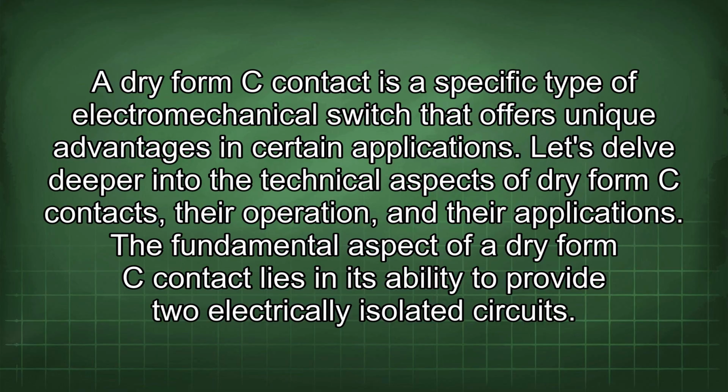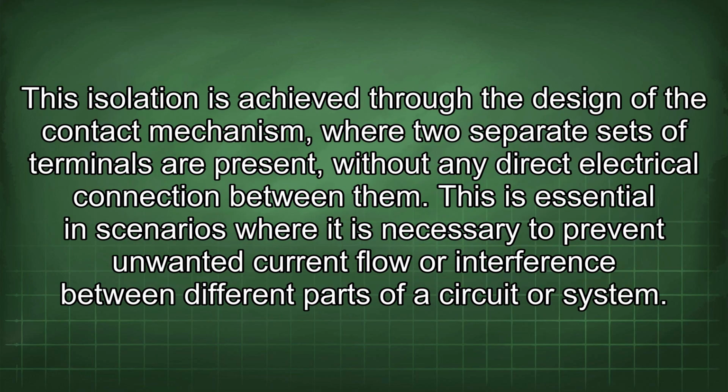The fundamental aspect of a dry form C contact lies in its ability to provide two electrically isolated circuits. This isolation is achieved through the design of the contact mechanism, where two separate sets of terminals are present without any direct electrical connection between them. This is essential in scenarios where it is necessary to prevent unwanted current flow or interference between different parts of a circuit or system.